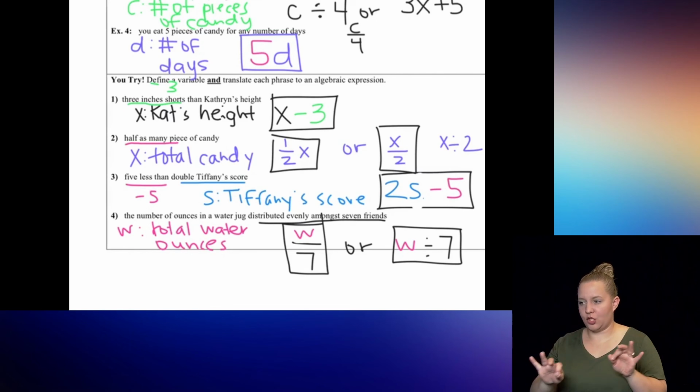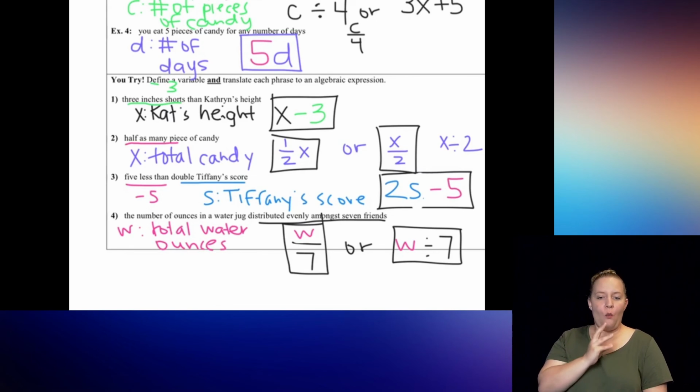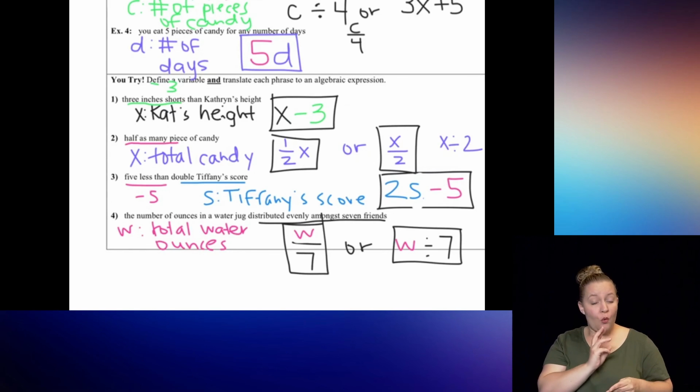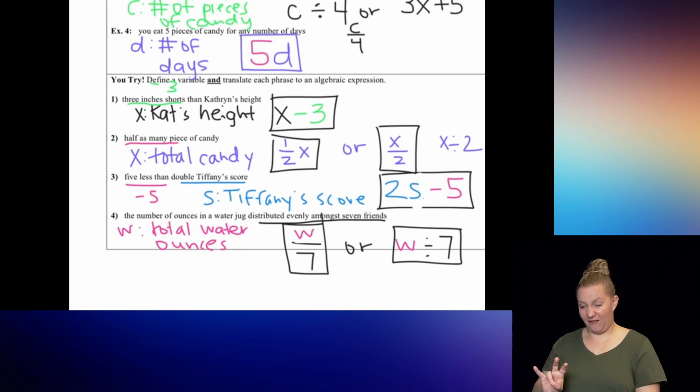And then the last one, 4, is the number of ounces in a water jug distributed evenly amongst 7 friends. So W is going to be represented by the total water ounces. So I don't know how much water we started with, but I know that I'm splitting it up amongst 7 friends. So I wrote W divided by the number 7. All right, so good luck on your problems tomorrow, and hopefully this all made sense to you. Good luck.